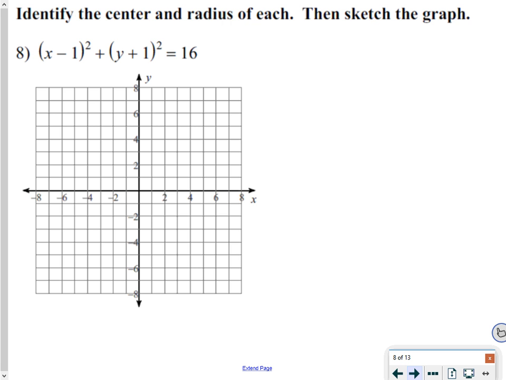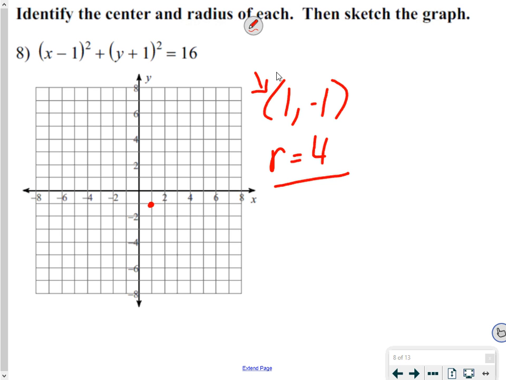In this case, we got to identify the center and radius from the equation, but then after that, we got to sketch the graph as well. So the center in this case is 1, negative 1. The radius is 4. So the first thing I'm going to do is plot that center point. So 1, negative 1 is right there. And then from there, we're going to use the radius to get multiple points that are on our graph. So I'm going to go 4 units right, 4 units left, 4 units up, 4 units down. Okay, I got 4 points on my graph. Now I'm just going to draw the circle.